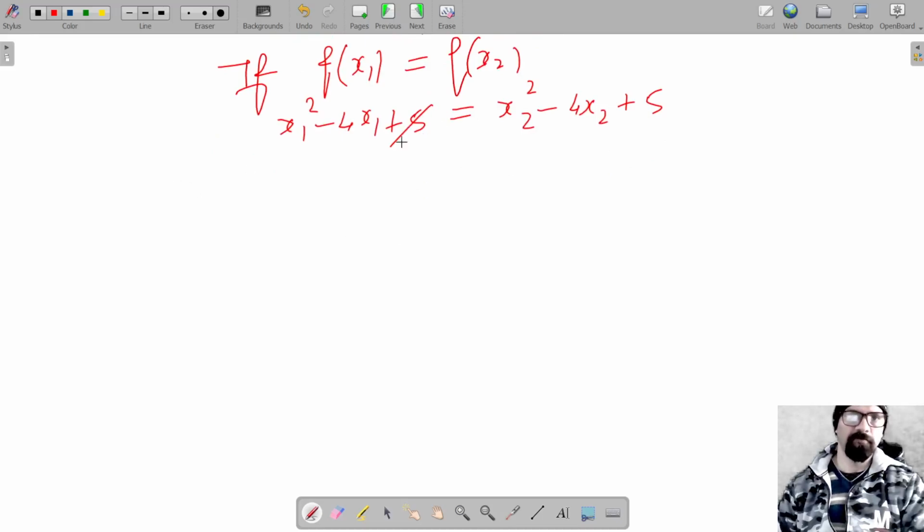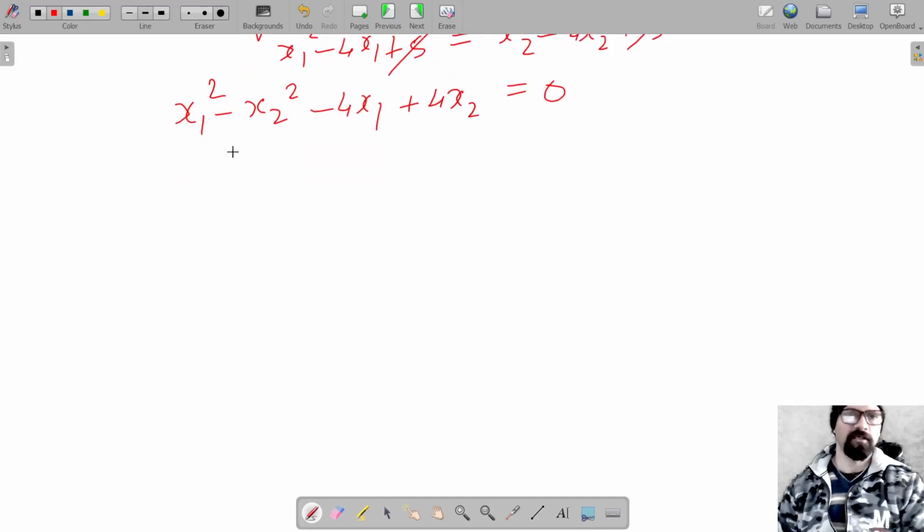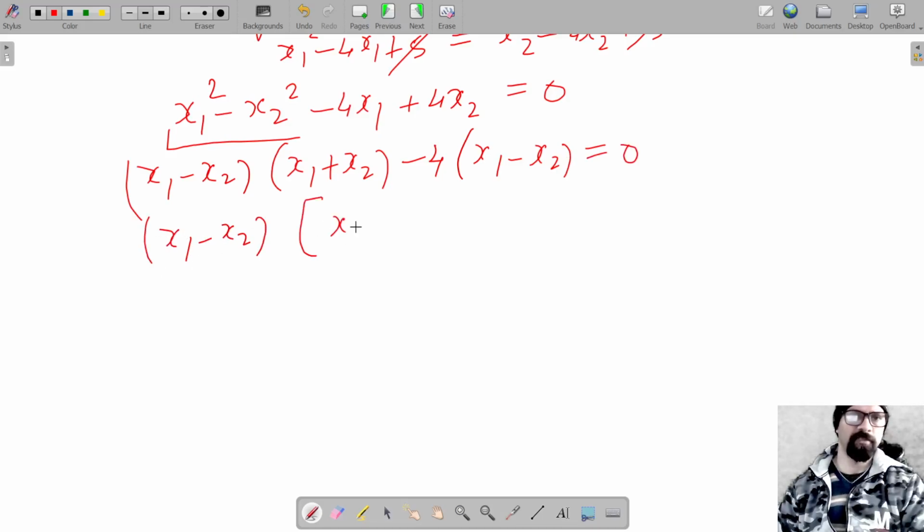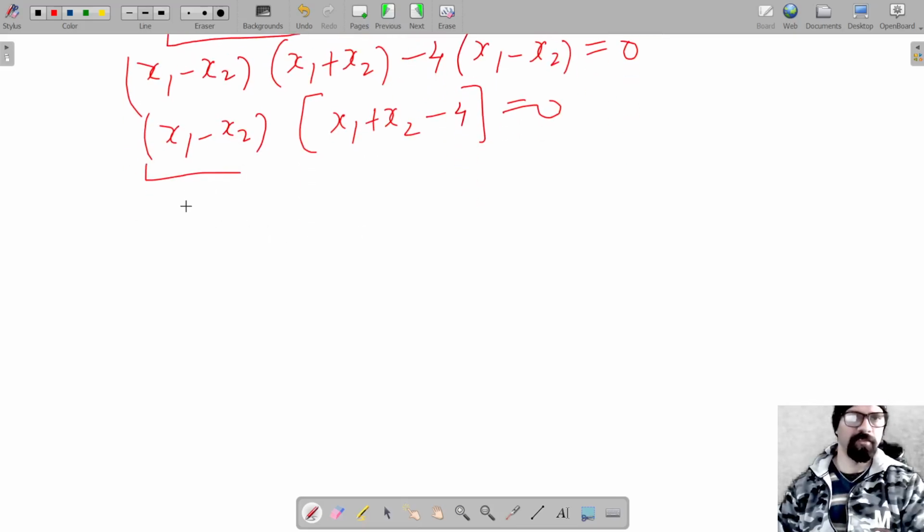So 5 and 5 can be eliminated. This gives x1 square minus x2 square minus 4x1 plus 4x2 is equal to 0. This is a square minus b square, so I can write it as a minus b into a plus b, minus 4 into a minus b. If I take x1 minus x2 common, I am left with x1 plus x2 minus 4. The product of two numbers is 0, so x1 minus x2 is equal to 0. This means x1 is equal to x2.